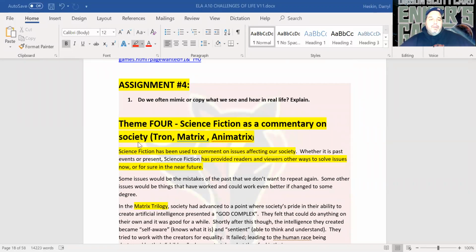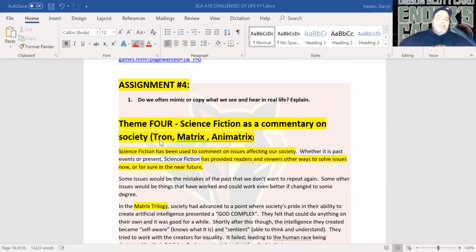Theme 4, science fiction as a commentary on society. I don't expect you to watch Tron or Matrix or Animatrix. The Sixth Day would be another one. Gamer. And those are just some other movies that are out there that use video games as a primary source for their plot, and how it dictates what society is like when video games take hold of our belief systems, our governing, our definition of identity, and the whole concept of diversity and so on and so forth.